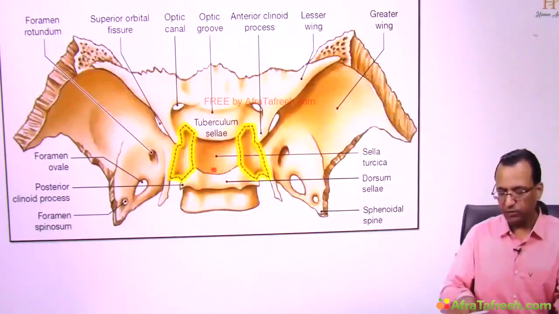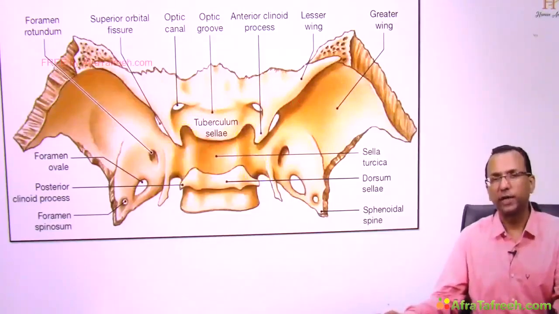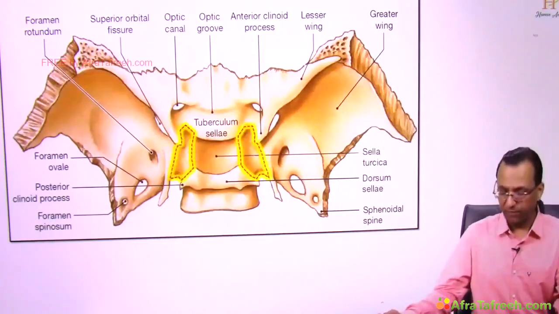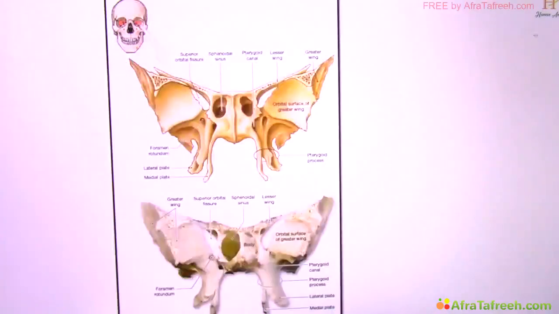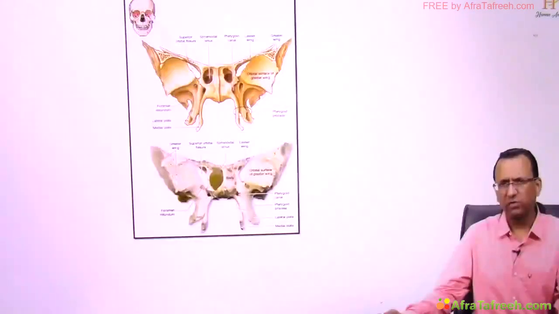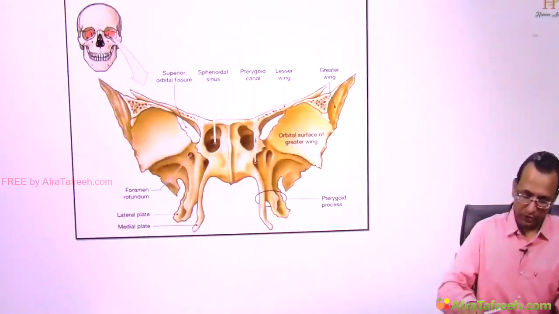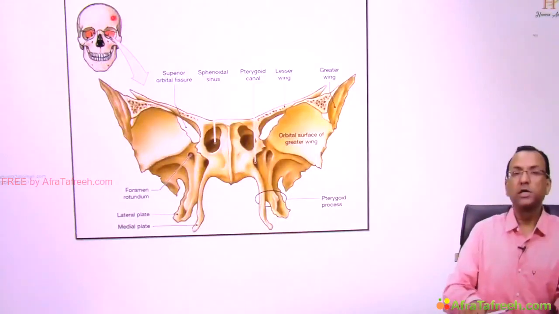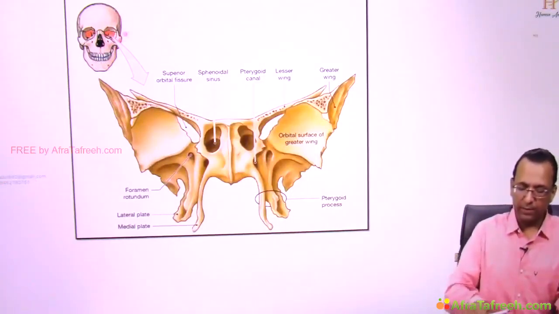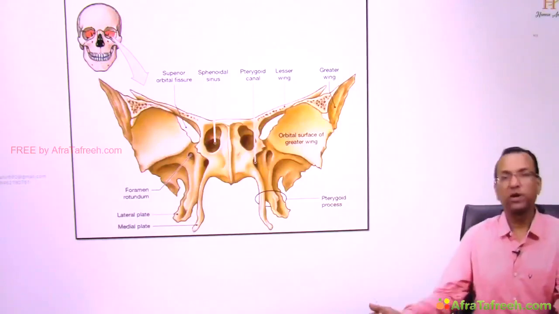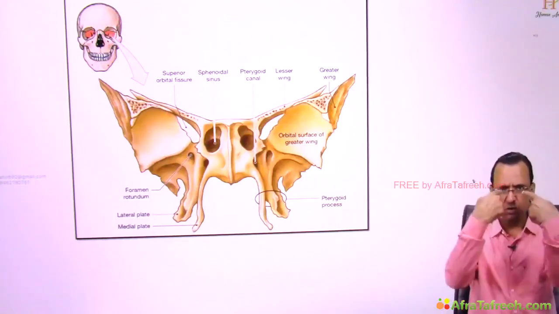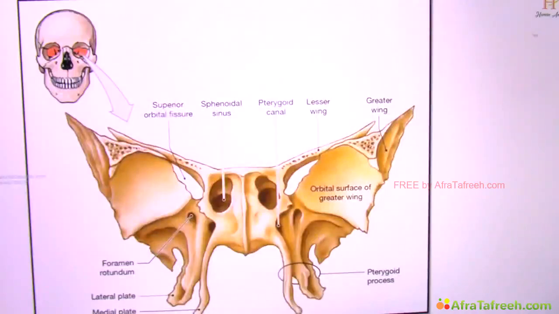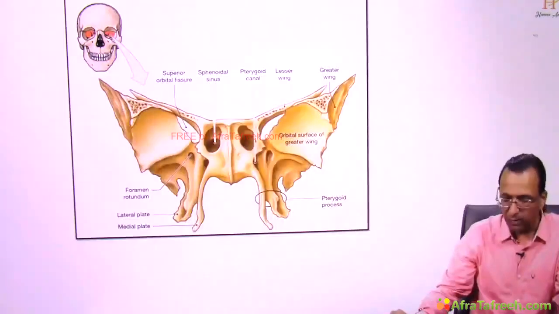Let us come back to our diagram and discuss it there. But before that, just look at the front view of the same bone, the sphenoid bone. We are talking about the boundaries of the orbit here. When you talk about the boundaries of the orbit, you are looking at the front view of the sphenoid bone. Earlier was the superior view, and this is the front view now.